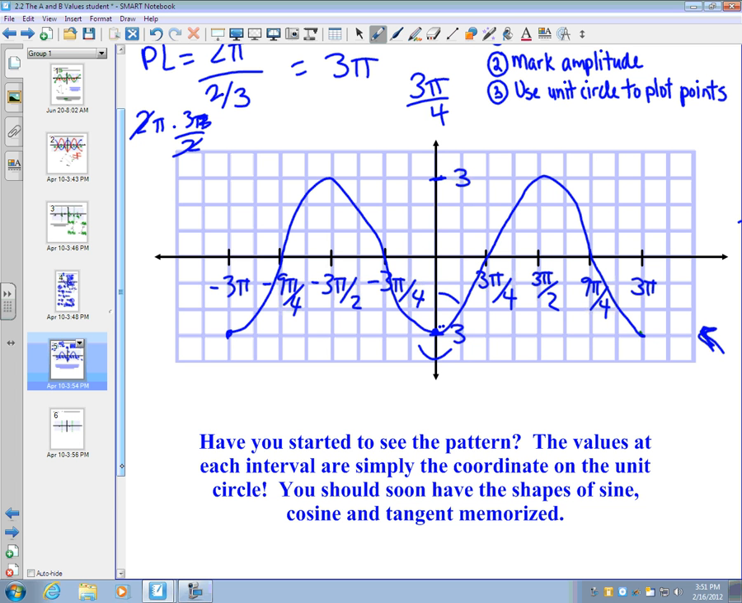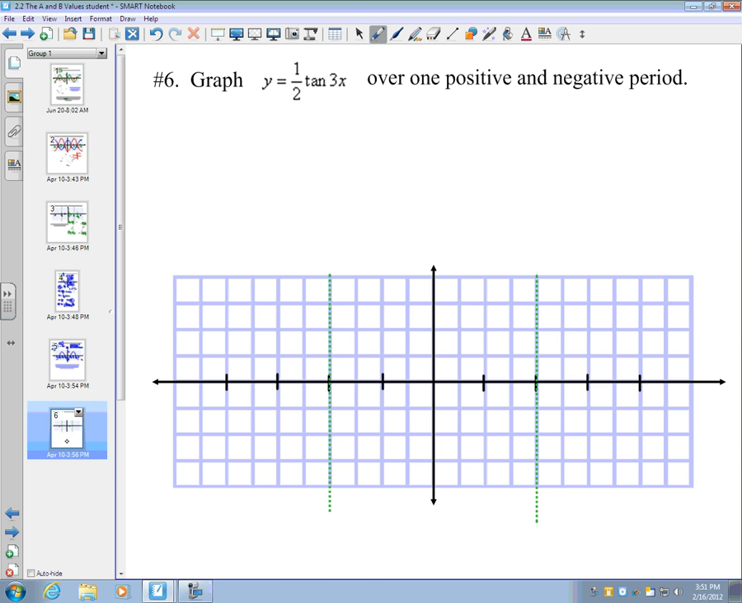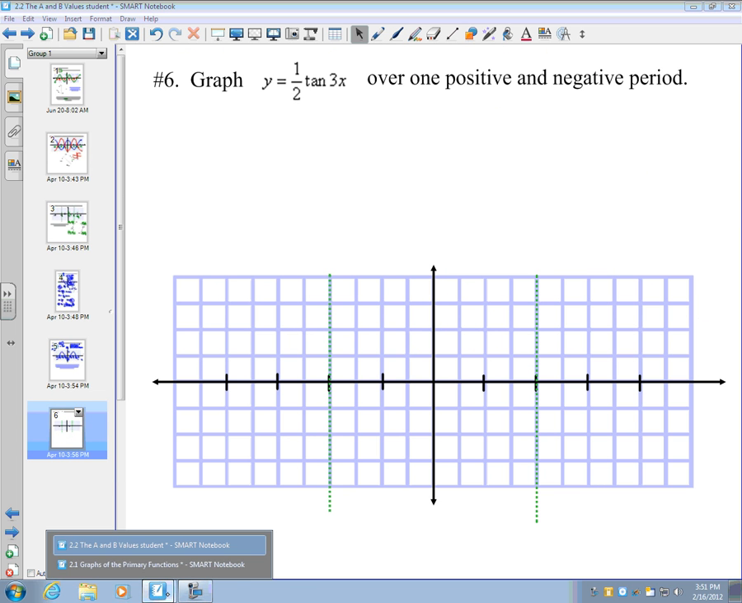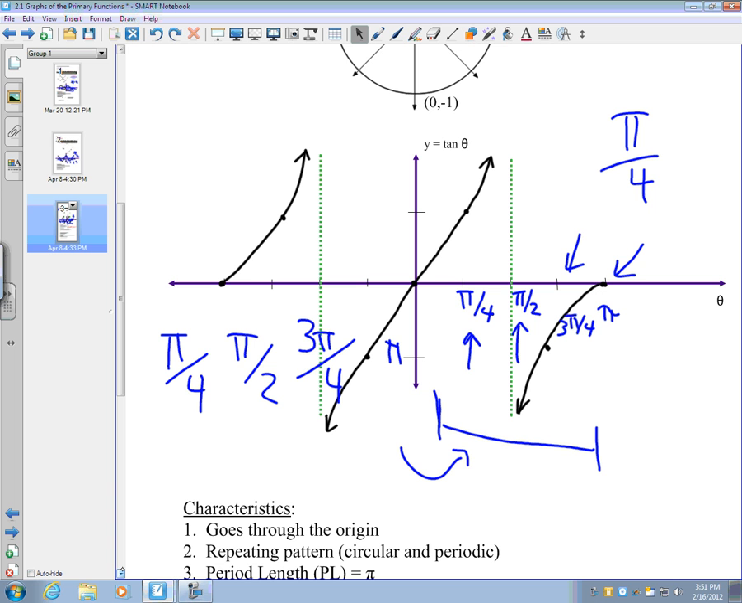Okay, we're ready for a hard one. Tangent. Remember that shape of tangent, it's always like this, and its period length was pi. It looks like that. It doesn't have an amplitude, but this value is normally 1. So maybe that could be affected.